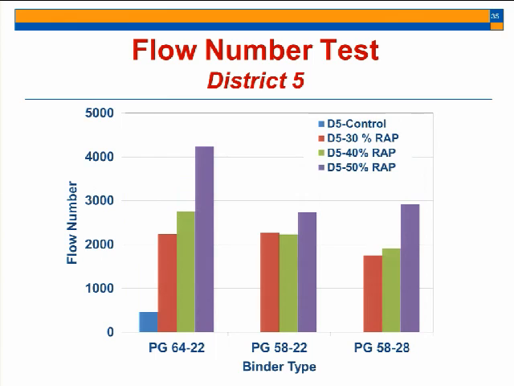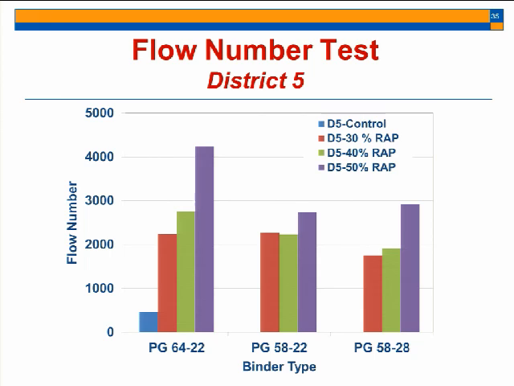But this was not always very consistent. I mean, for example, here if you can see for District 5 material, we can see quite a good decrease in the flow number using the single bump and the double bump binder.